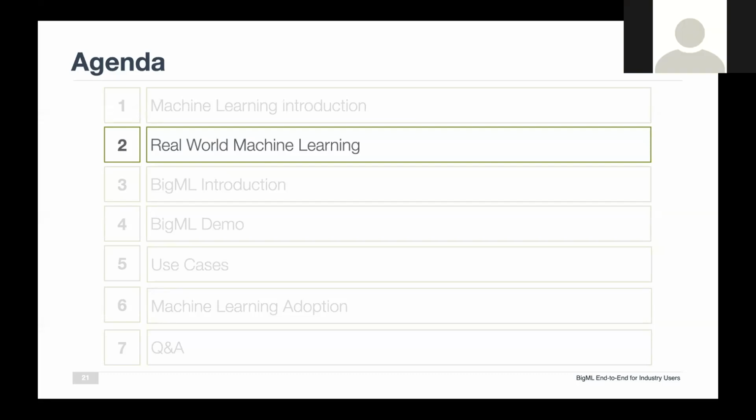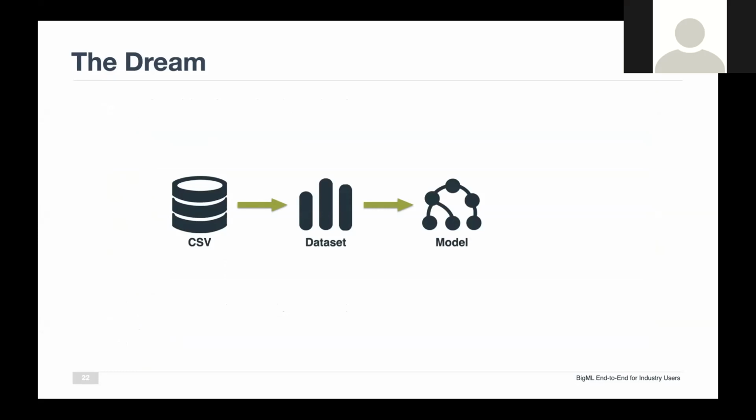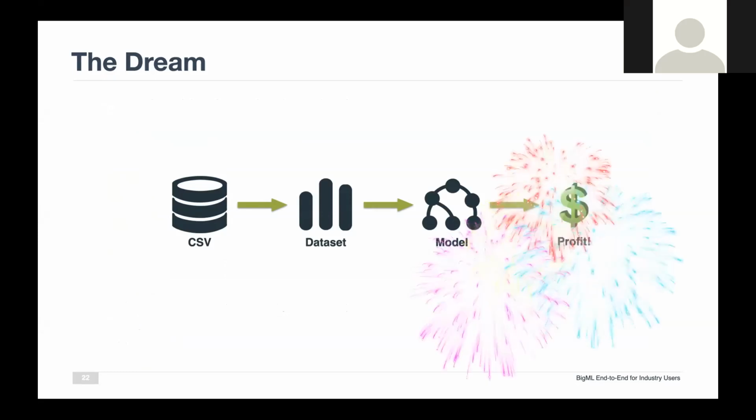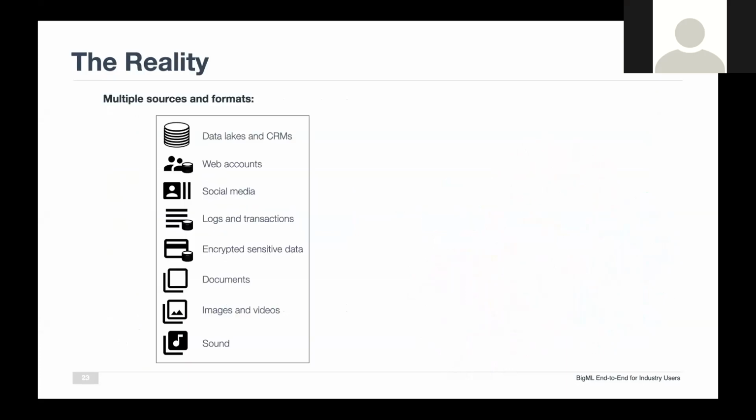The second part is about real-world machine learning, and I'll speak about interesting topics that happen in real projects. So first, when we idealize machine learning, we think about the dream, which is we have a CSV, then we create a data set, and then we train a model, and then we get some profit. But that, of course, is not what happens in reality.